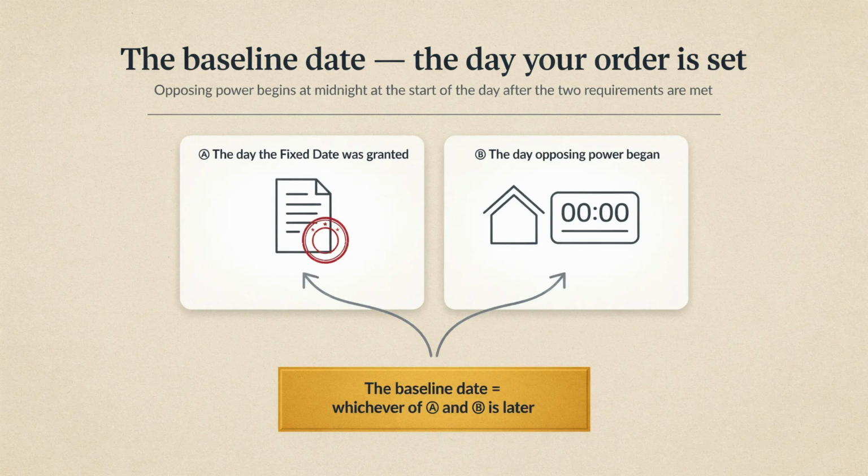Now, let us look at which date sets the order. That date will be called the baseline date. First, it matters when opposing power begins. Opposing power does not begin on the day the 2 requirements are met. It begins at midnight at the start of the next day. The baseline date is the later of the day the fixed date was granted and the day opposing power began. Not the earlier one, but the later one. This single rule is the most important thing in this video.